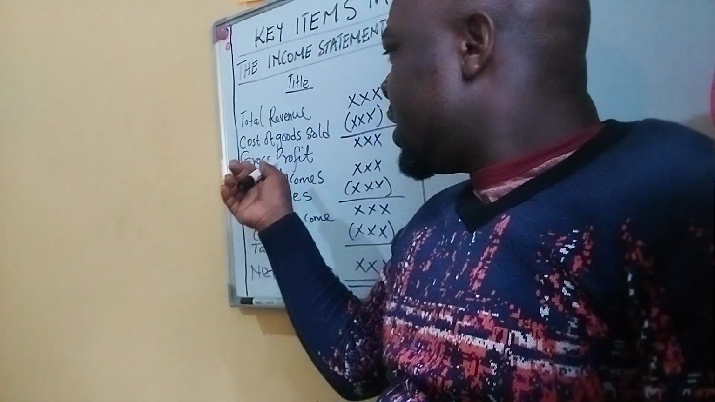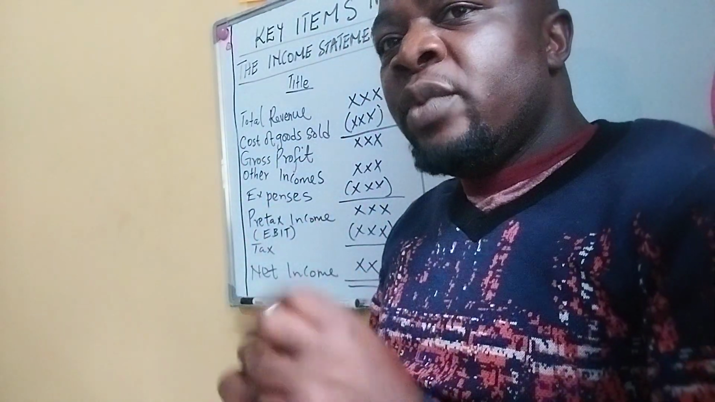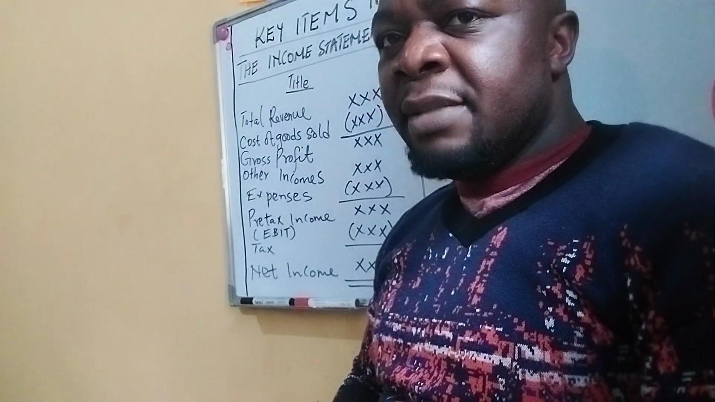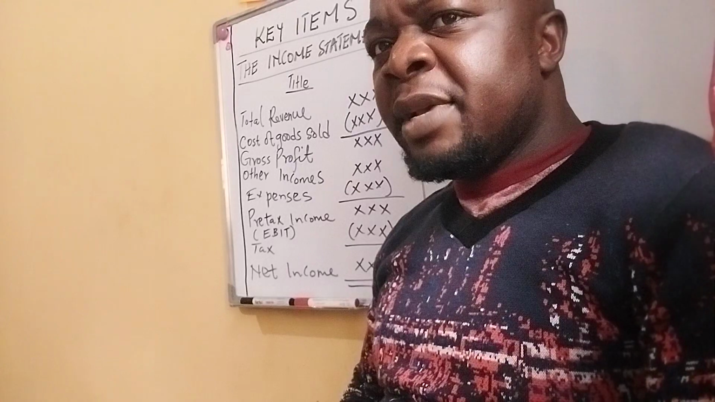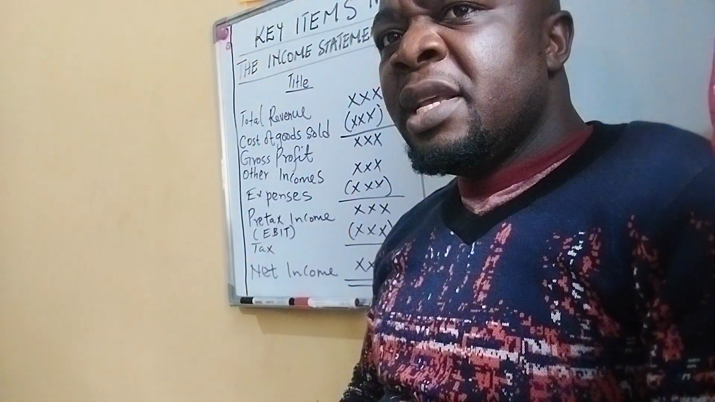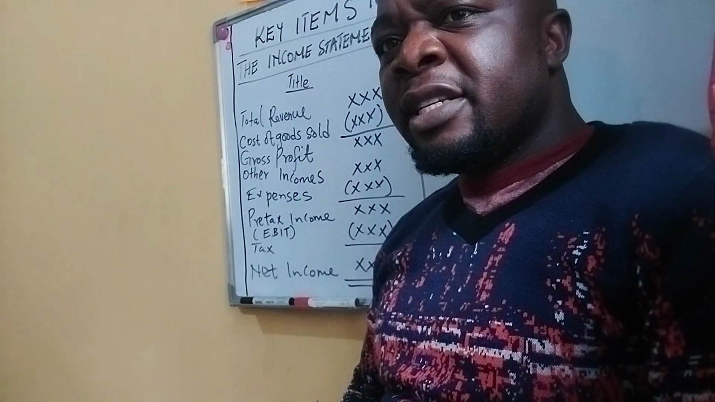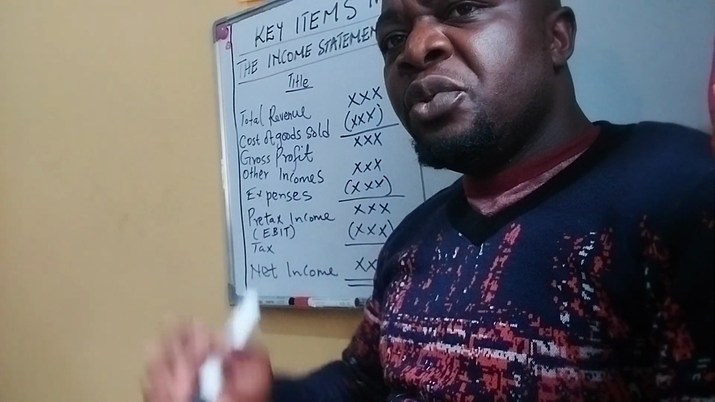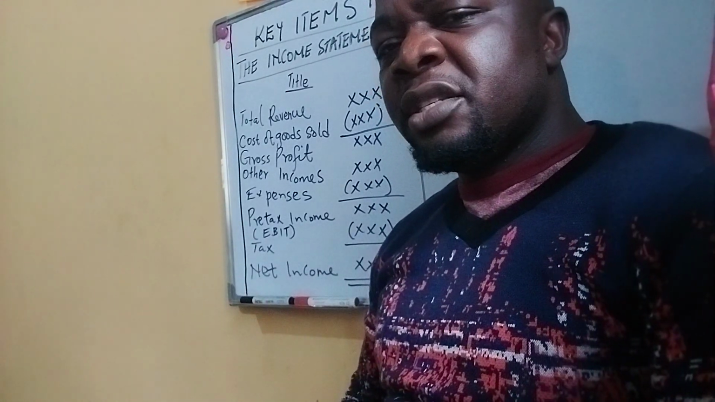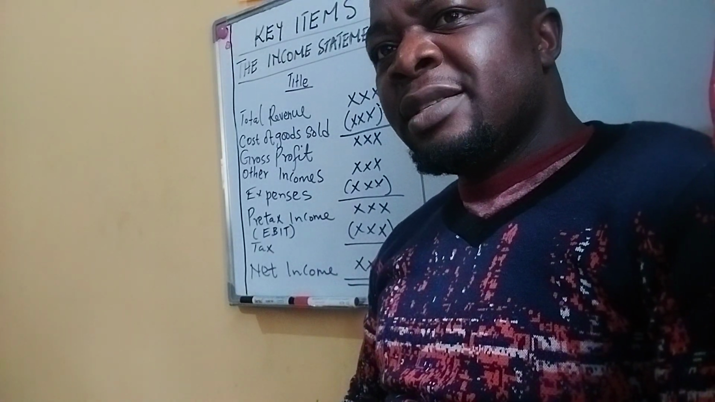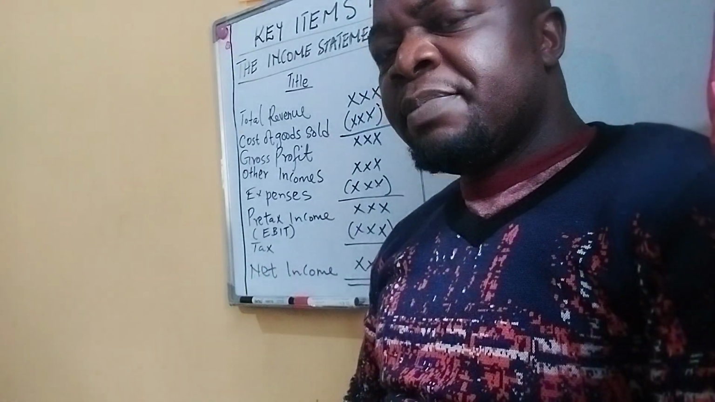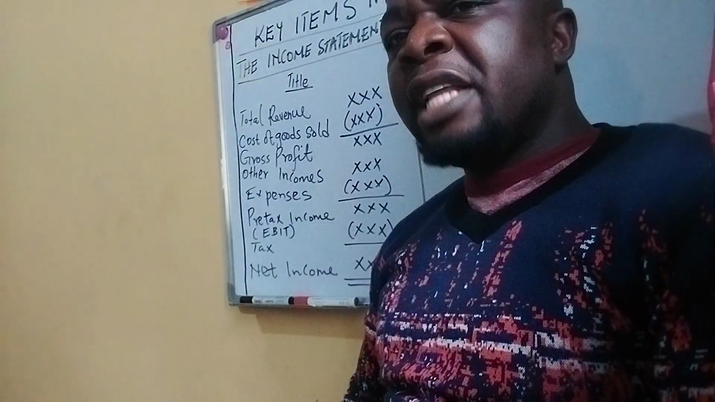Then we subtract all expenses from the sum of the gross profits and other income. We subtract expenses that the business incurred during the trading period. Maybe administrative expenses, maybe traveling expenses, maybe payment of utility bills such as electricity bills, payment of water and sewerage bills, payment of insurance premiums, rent expense.